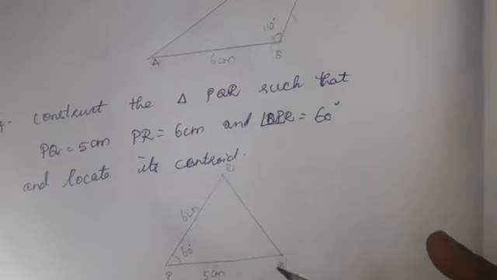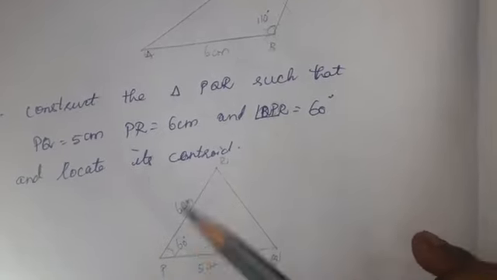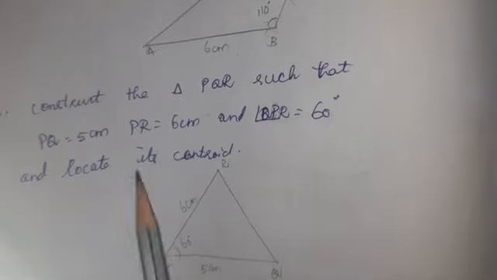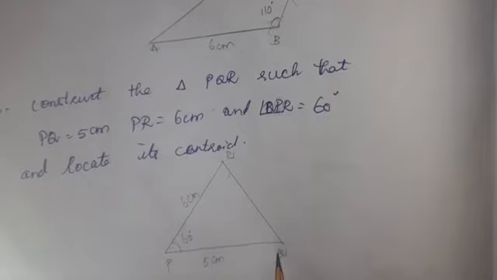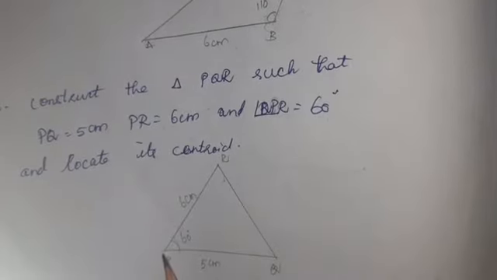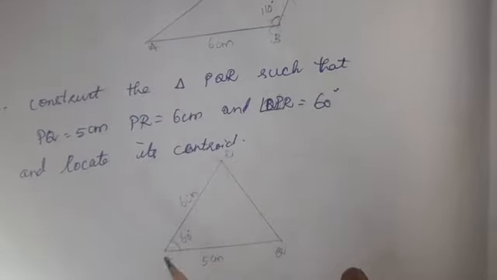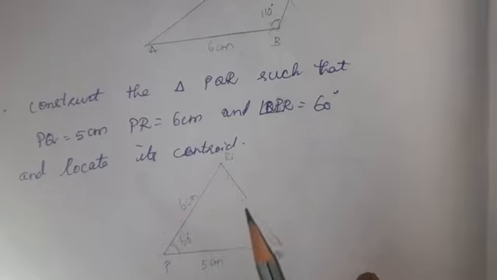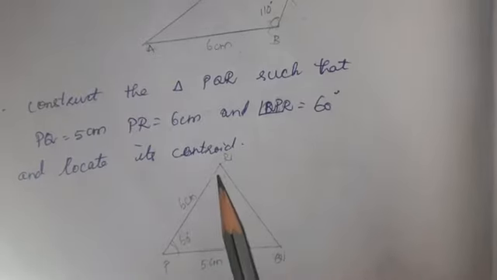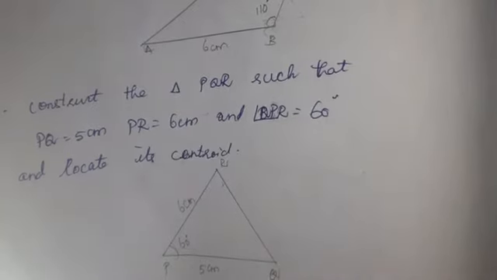The name of the triangle is PQR. This 60 degree is at P, so at P you should write 60 degree. PQ is equal to 5 centimeter. PR is equal to 6 centimeter. The same way, draw a line segment of 5 centimeter. After drawing the line segment, take a protractor. Place the protractor at P. Mark 60 degree and then join the line. Draw the line like this. After that, measure 6 centimeter with the help of the compass. You cut that line. Then connect QR. You will get a triangle. After that, you should draw the centroid.